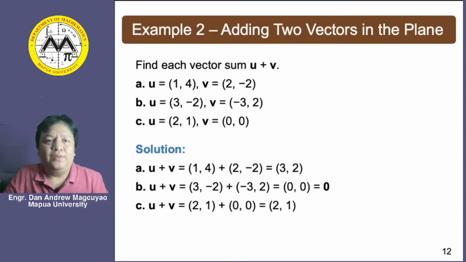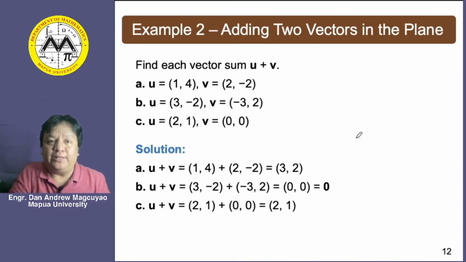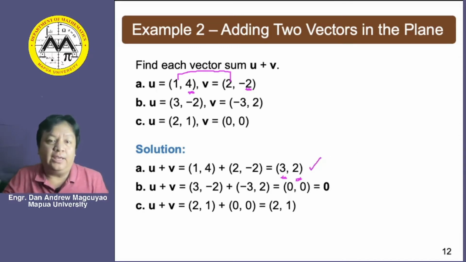Examples. Find each vector sum u plus v. So take note that we're going to add corresponding components. So 1 plus 2 equals 3. 4 plus negative 2 is equal to 2. So thus, the result is 3, 2.